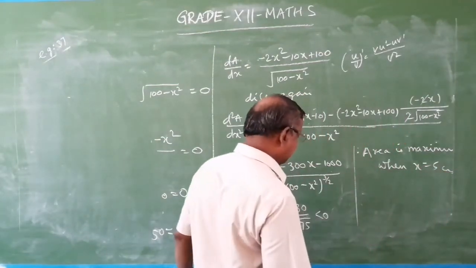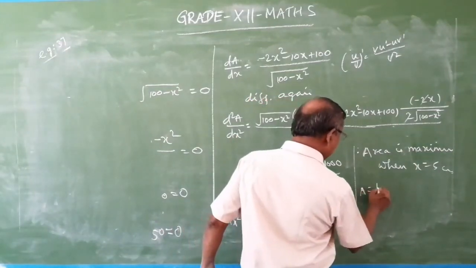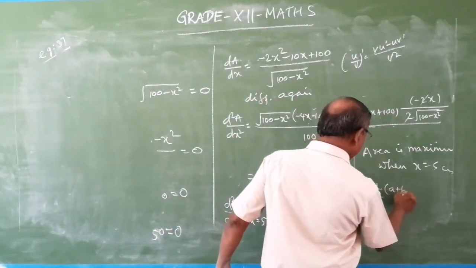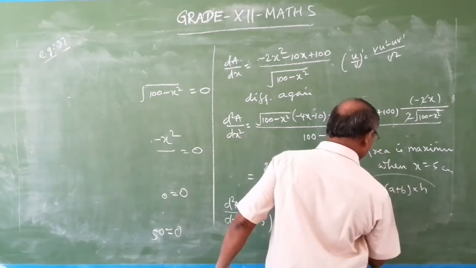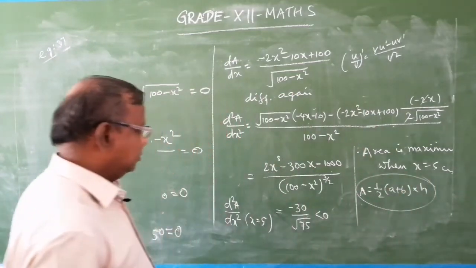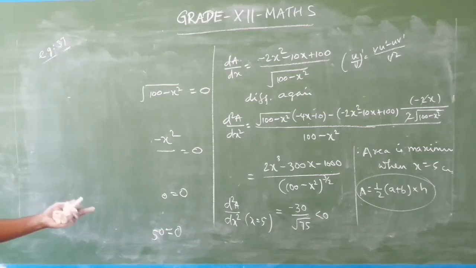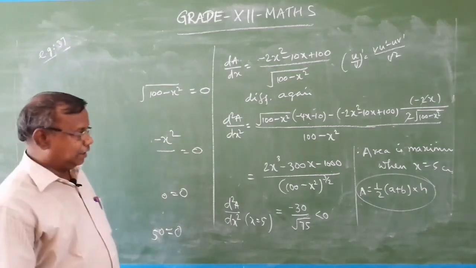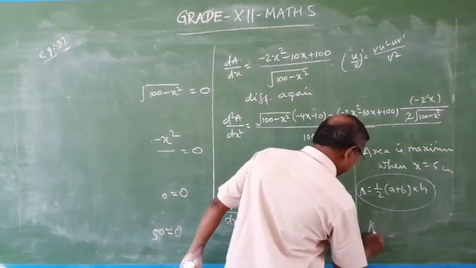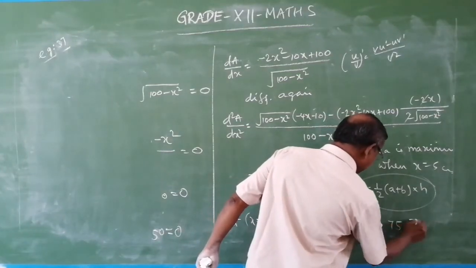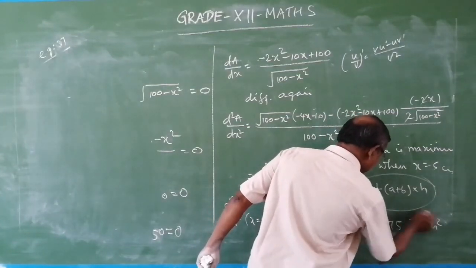We need to find the area. So area equal to half into (a plus b) into h. So we already found the formula. Substituting the values, instead of x, 5 centimeter, you will get area equal to 75 root 3 centimeter square.